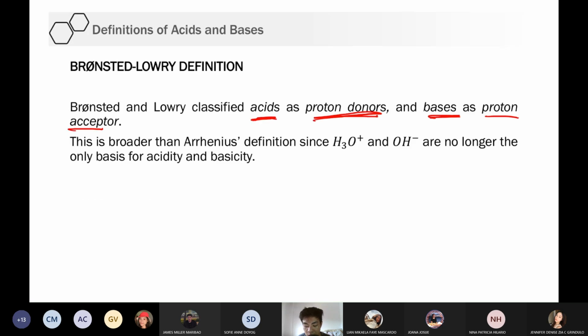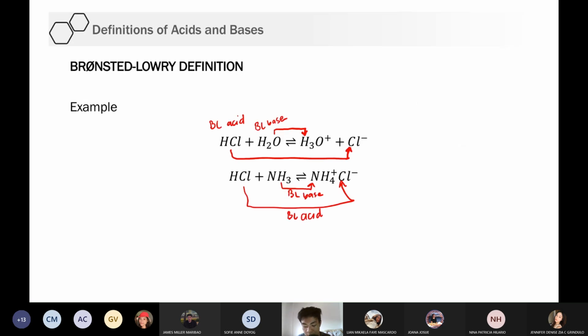Sabi naman ni Bronsted Lowry, ang acid, they are proton donors. Katulad lang din ng kay Arrhenius, yung acids, they donate protons. However, sabi ni Bronsted, yung base daw, it accepts the proton. Siya yung tumatanggap ng H instead na mag-release ng OH. So, tignan natin yung mga examples natin kanina.